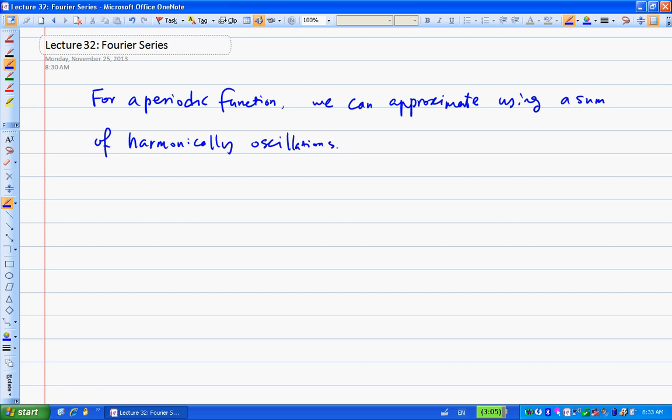So first of all, what is a harmonic oscillation? Basically, one signal is oscillating at 2 Hertz, the other signal is oscillating at 4 Hertz. So it's a scaled multiple of the previous frequency. Then this is called a harmonic oscillation. Here's the definition.